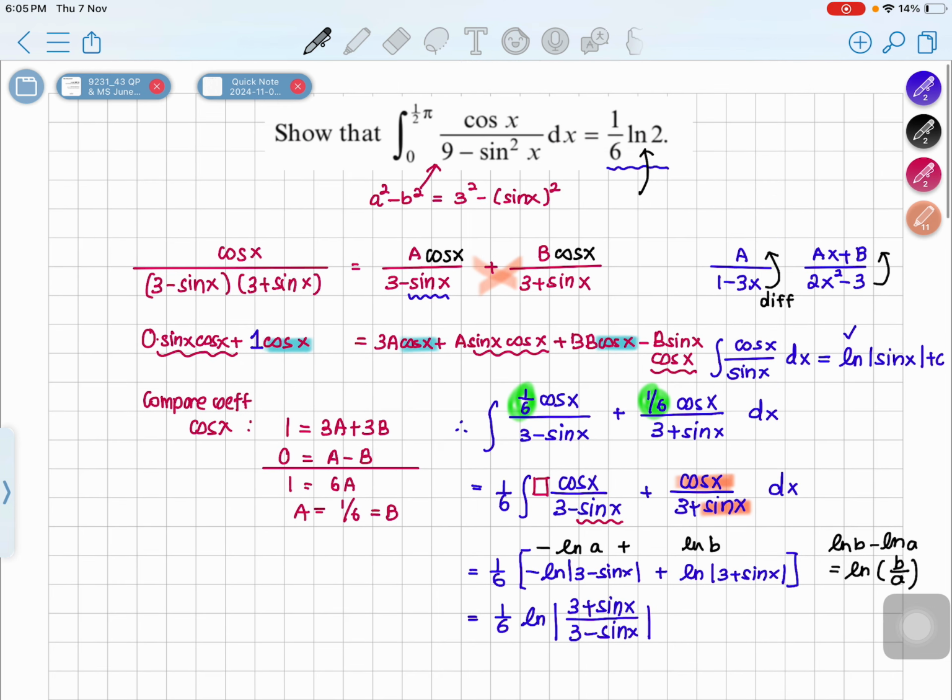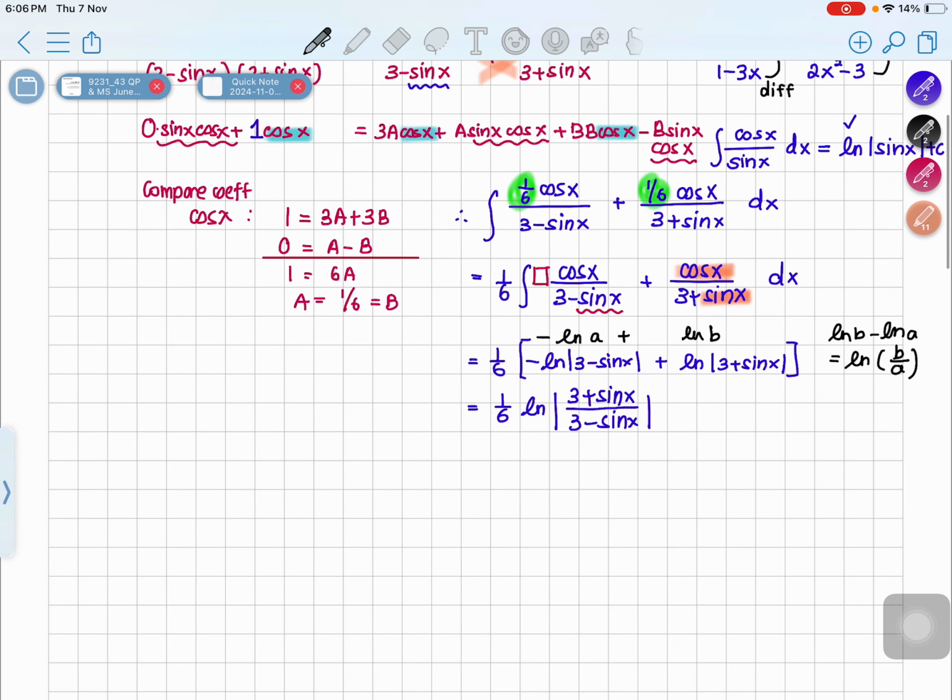Then I will take my limits, which are pi over 2 and 0, and put them in. Let's see what happens. 1 over 6 ln of, sine 90 is equal to 1, so I get 4 over 2 here, minus ln, and let's put a curly bracket here, keeping the 1 over 6 outside. Sine of 0 is 0. So it's just 1 over 6 ln 2.